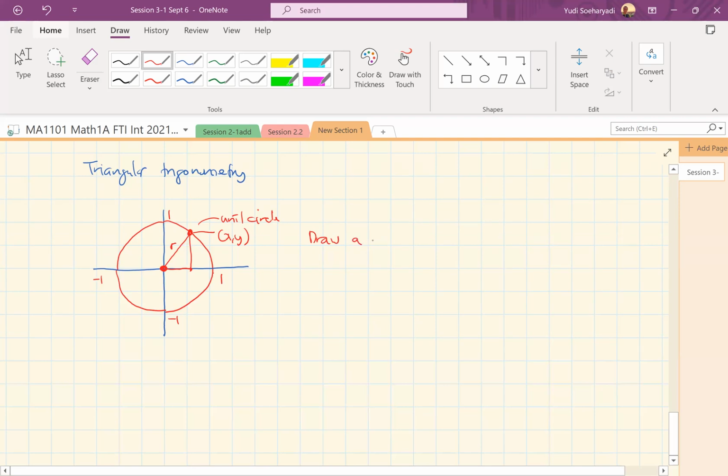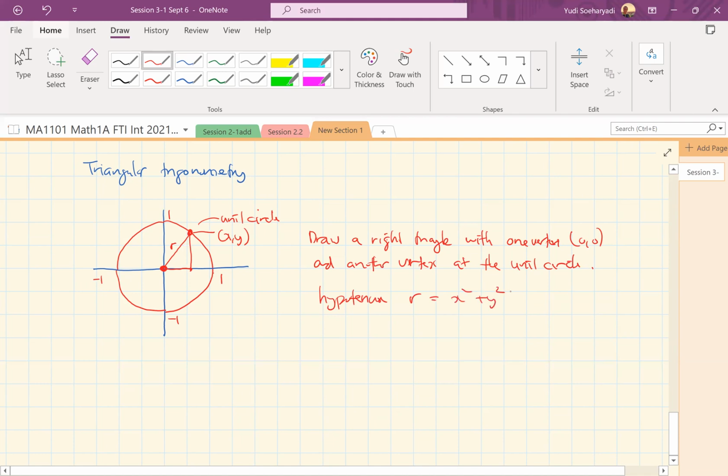Draw a right triangle with one vertex at 0, and the other at the unit circle. Let's say this is x, y. So the hypotenuse is, by the Pythagorean theorem, the square root of x squared plus y squared.